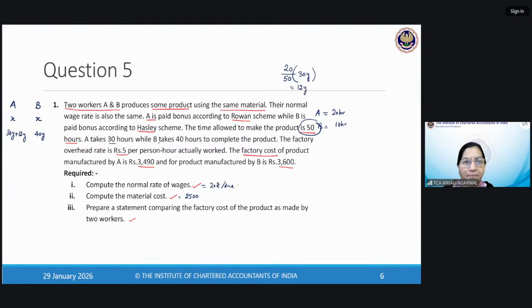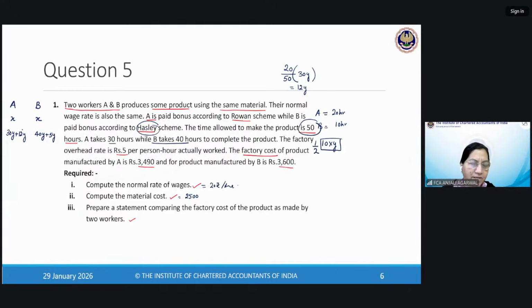Similarly, B, who takes 40 hours, will be paid 40Y, but for the time saved, that is 10 hours, he will be paid bonus and he is paid as per the LC scheme. So 10 hours into hourly rate, which we don't know, that is Y. Half of this will be paid to the worker B as bonus. So 40Y plus 5Y.